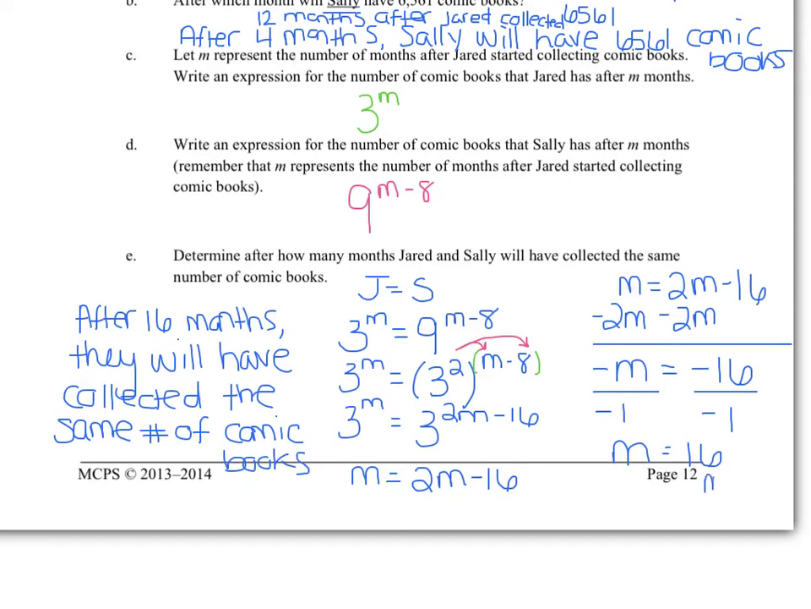Units are important, so it might help to also write months over here, but that's not essential if you have a sentence.